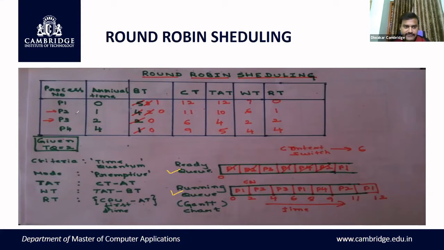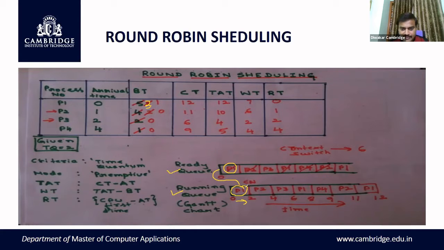Now first the process P1 will start executing. This is process P1, so it will be allocated to the running queue. Now how long will P1 execute? It will execute for 2 units. That's it. It will execute for these 2 units. What is the remaining? The remaining will be 3. 3 units are there to execute.